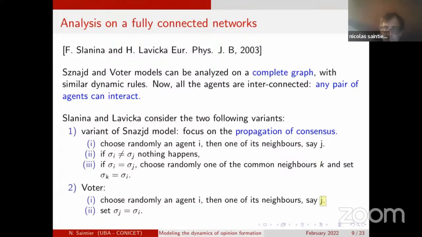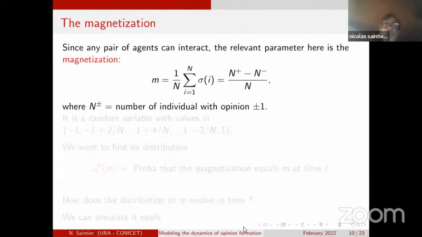And that's it. Okay. And the thing is that now I would like to understand what happened from a theoretical point of view. What would be nice is to have one quantity telling me exactly the state of my population. Since we are working on a complete graph where anybody can interact with anybody, you just need one quantity, which is called magnetization, and is defined that way. This is the mean of the opinion in the whole population.